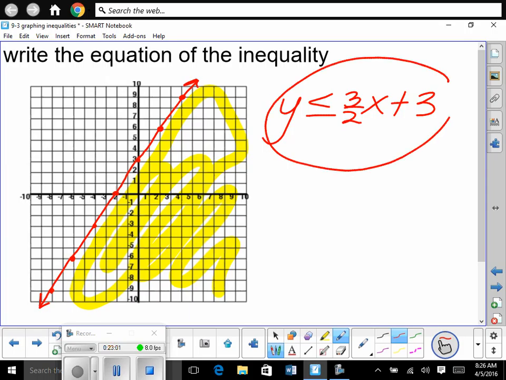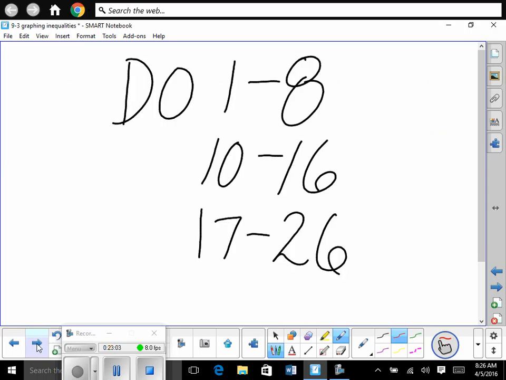So these are the problems you're doing. You're not doing the whole worksheet. You're only doing these problems. So you'll do 1 through 8, 10 through 16, 17 through 26. A lot of them are really quick. There's some graphing paper I suggest you use right here. Ready, set, go.